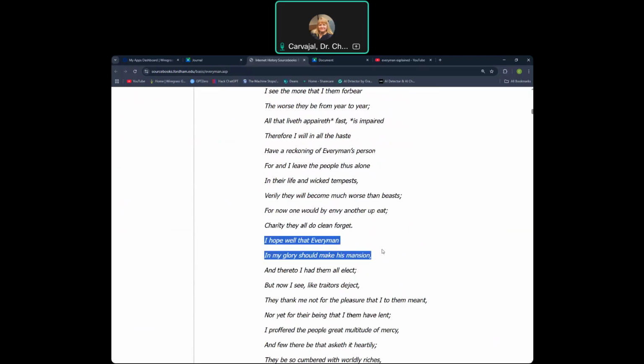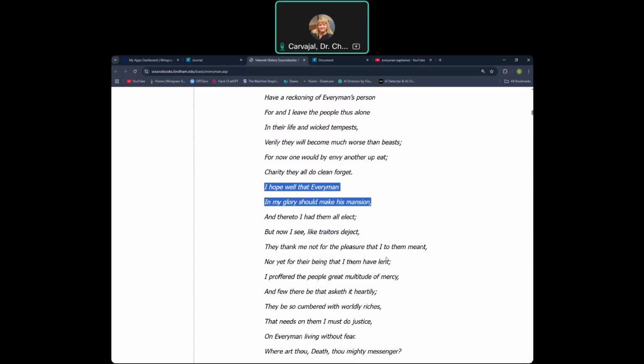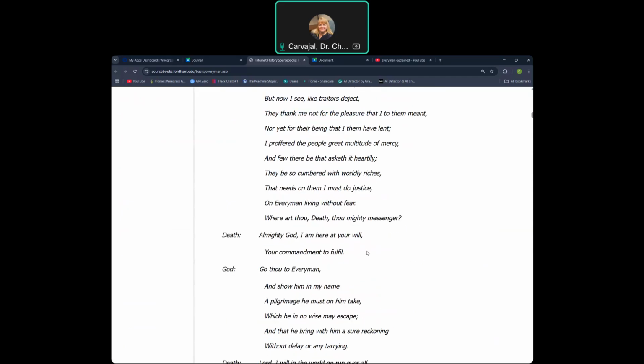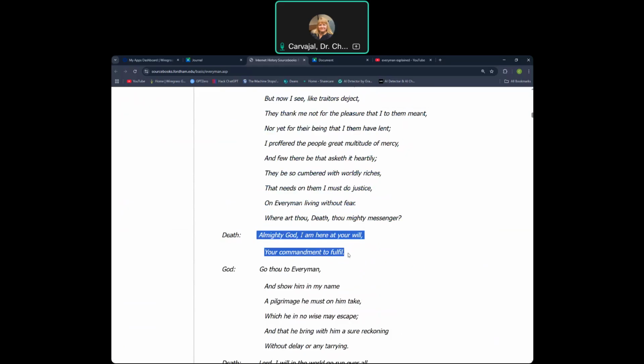I hope every man in my glory should make his mansion. So, God's glory. But every man isn't just the one person. Of course, he represents everybody. Now here comes death. And he says, "Almighty God, I'm here at your will, your commandment to fulfill." By Catholic doctrine, death was formed when sin was begotten. So when man ate the apple, that's when death began. And so he became a deity, kind of formed. That's Catholic.